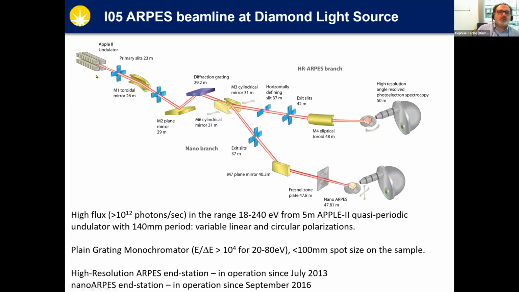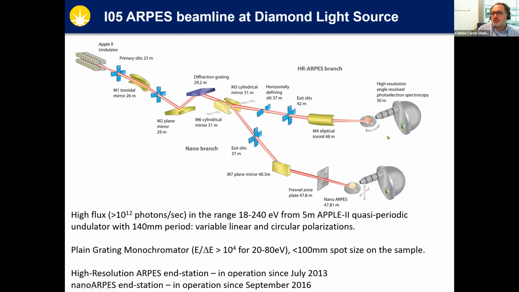So we have a photon source, a collimating mirror. We'll come back to those in detail after. The monochromator to select the photon energy with the slit here, and then we focus the beam on the end stations. So there's two end stations.